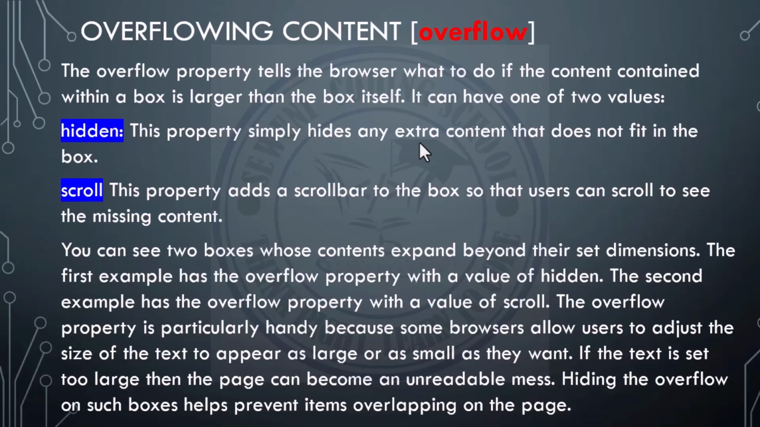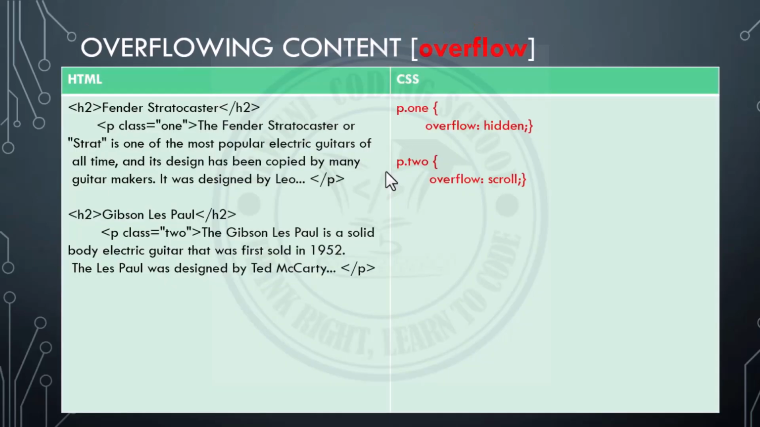The overflow property is particularly handy because some browsers allow users to adjust the size of the text to appear as large or as small as they want. If the text is set too large, then the page can become an unreadable mess. Hiding the overflow on such boxes helps prevent items overlapping on the page. I'm going to show you this.